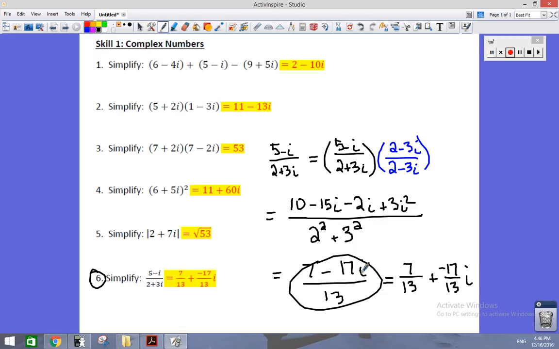Now, some of these problems are multiple choice problems, however, and you might have to recognize your answer in this a plus bi form, come to think of it.